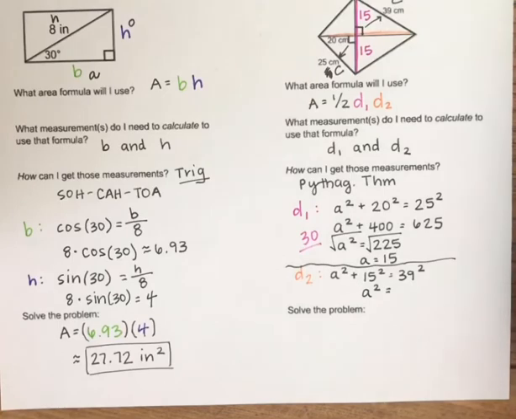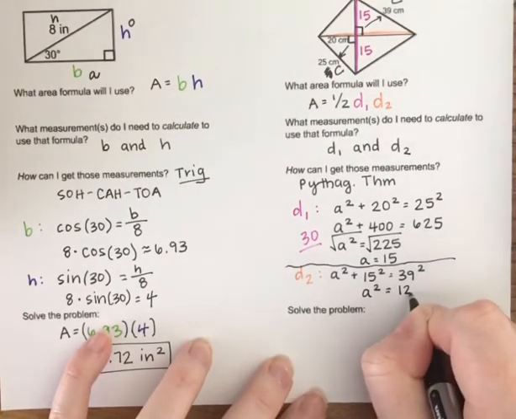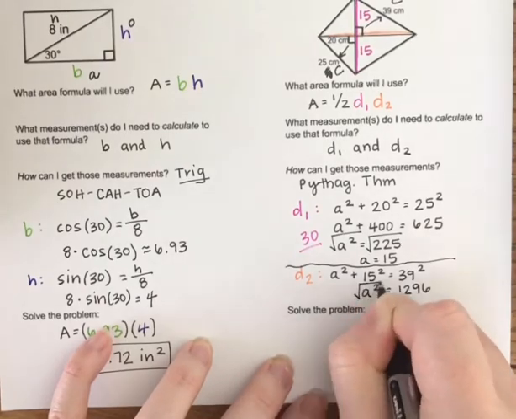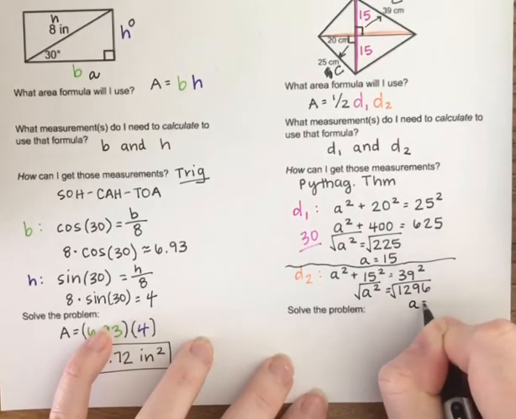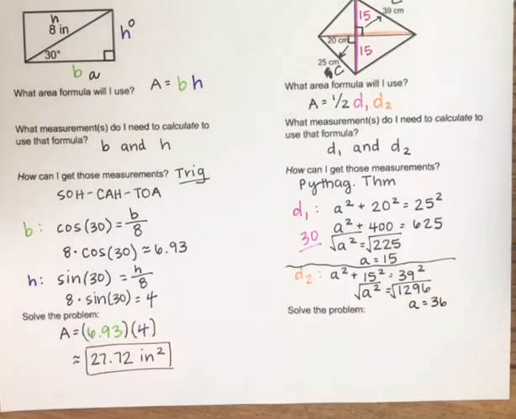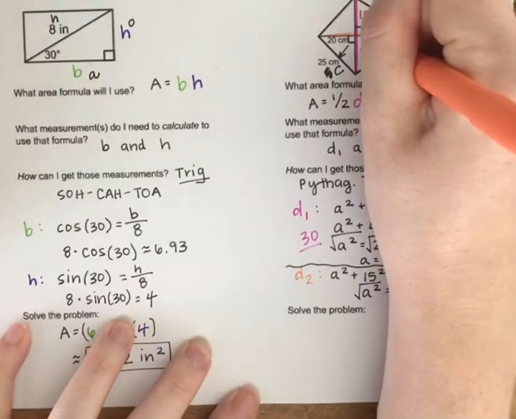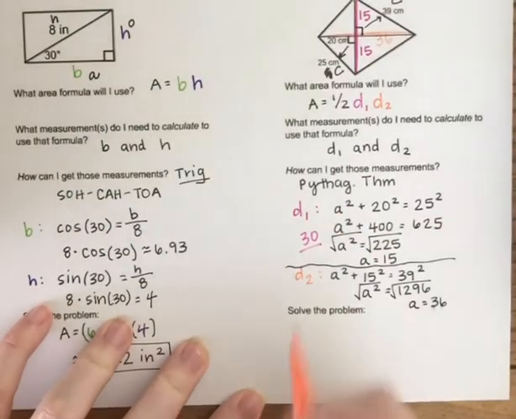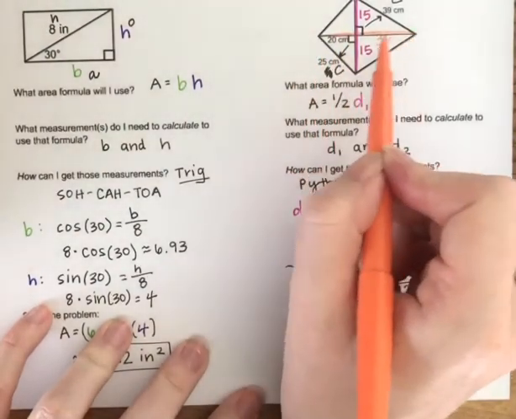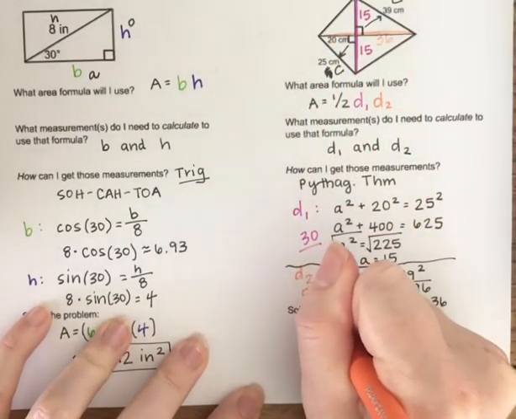So 39 squared minus 15 squared gives me 1296. Take the square root of that, and we get that a is 36 exactly, okay? Now, again, what that means in my picture is that this part right here, from here to here, is 36, okay? In order to get the full diagonal, we need to add those together. So 20 plus 36 is actually going to be 56.